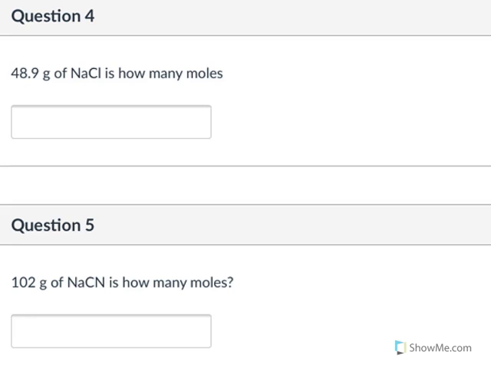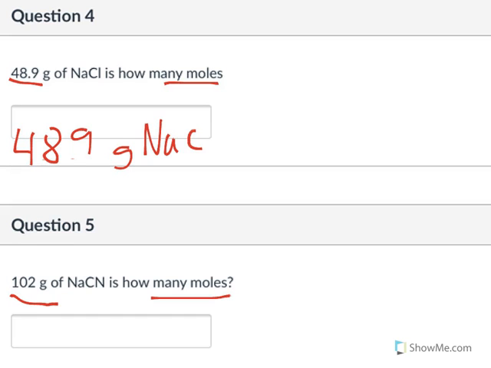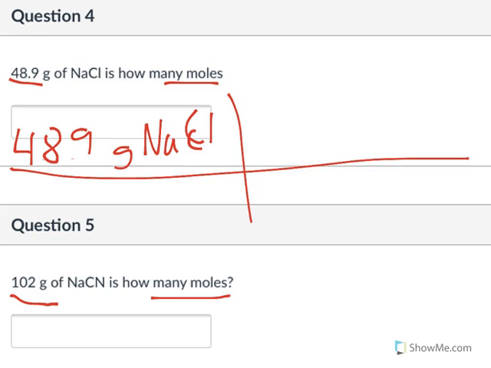Okay, now we're going to convert, as you see right here, from grams of NaCl into moles. So just the opposite of what we did, grams into moles. Let's start up here. We're going to write what we know. We have 48.9 grams of NaCl. That's supposed to be a big C. We do our chart like that. Now, this time you notice we have grams on top.